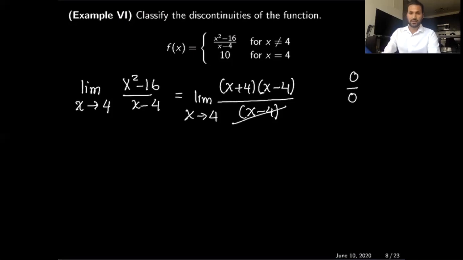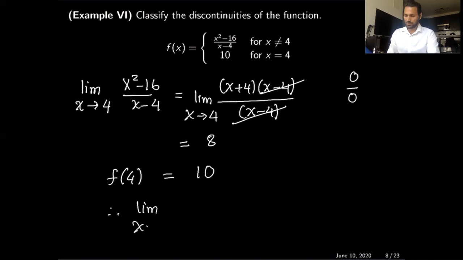x minus 4 will cancel out, so I will get the limit. If I plug in just 4 now, then I will get a finite number, 8. However, what is the value of the function at 4, which is given as 10? So that means the limit of the function as x approaches 4 is not equal to the value of the function, because 8 is not equal to 10. Therefore, the function is discontinuous.